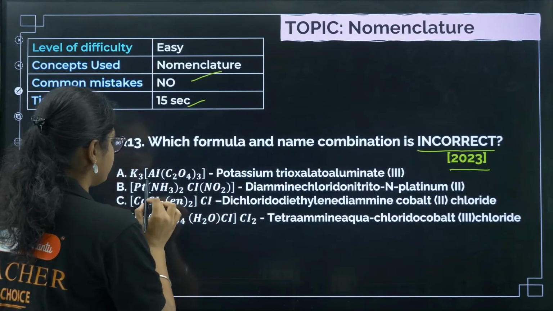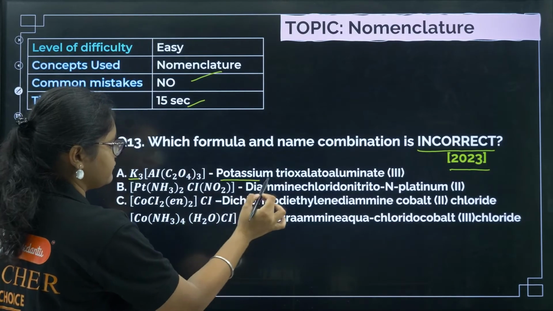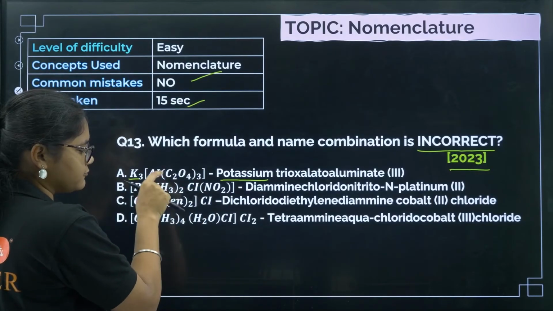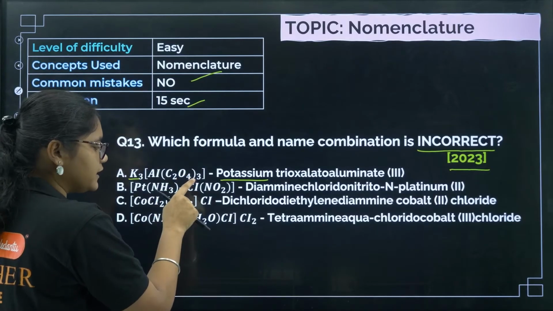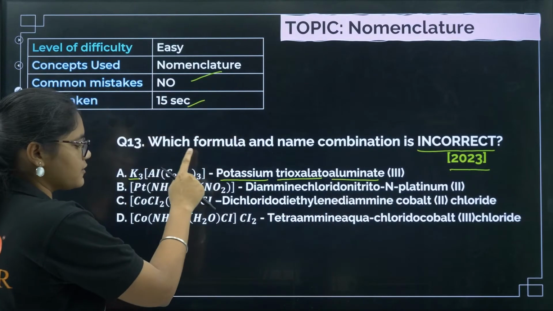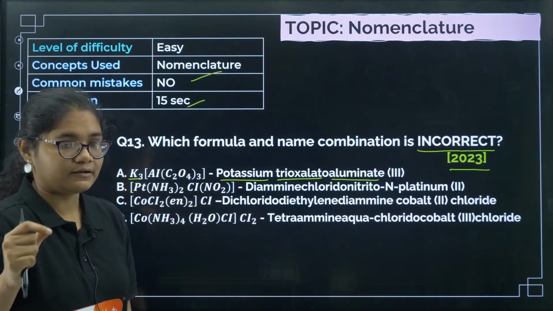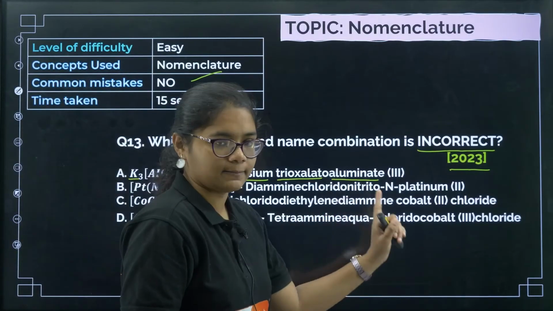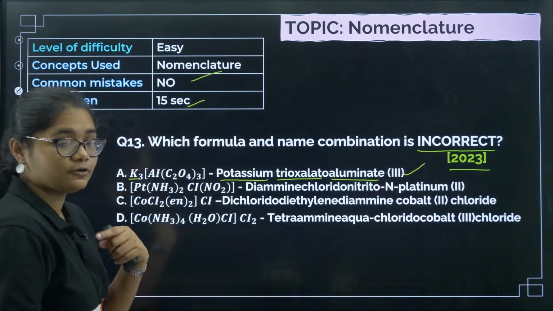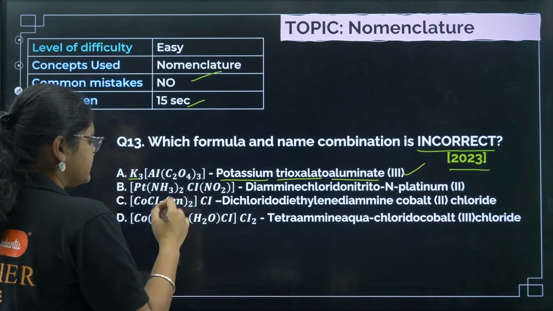So now I'll be telling you, see, first one, potassium is there. First you should name the cation, that is correct. Now we are going to name the complex. So first we will name the ligands. So 3 ligands are there, so trioxalato, and since aluminium is part of the negative ion, its name will end with ATE. So aluminate 3. Okay. So this name is correct. We need to find the incorrect one. Let us see the next one.